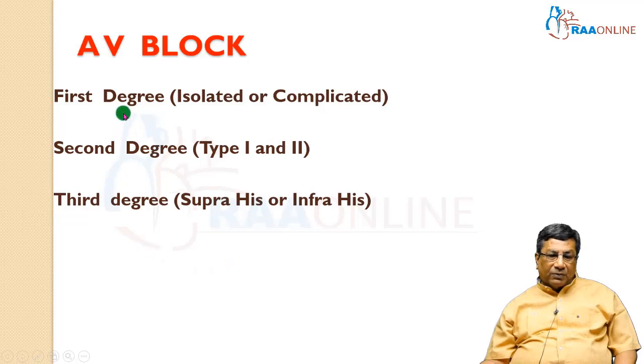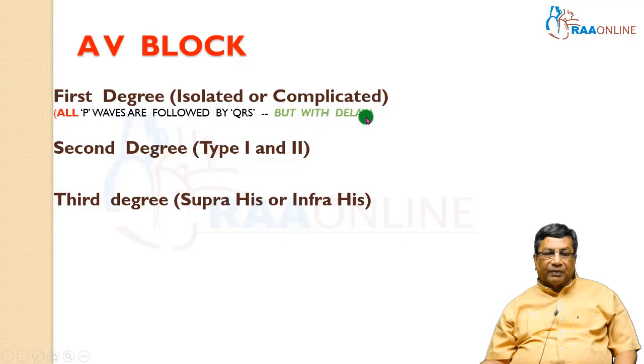Now we come to the atrioventricular block. The atrioventricular block can be first degree, second degree, or third degree atrioventricular block. In first degree atrioventricular block, all P waves are conducted to the ventricle, but with delay. Here there is no pause. There is a delay of conduction to the ventricle, but there is no pause.